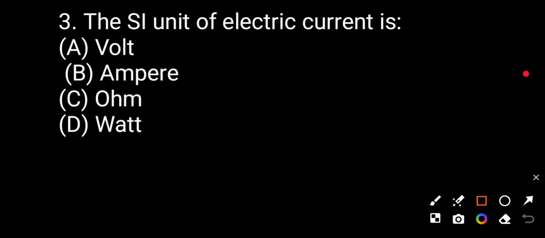Question number 3. The SI unit of electric current is option A volt, option B ampere, option C ohm, option D watt. The correct answer will be the SI unit of electric current is ampere. Option B is correct.